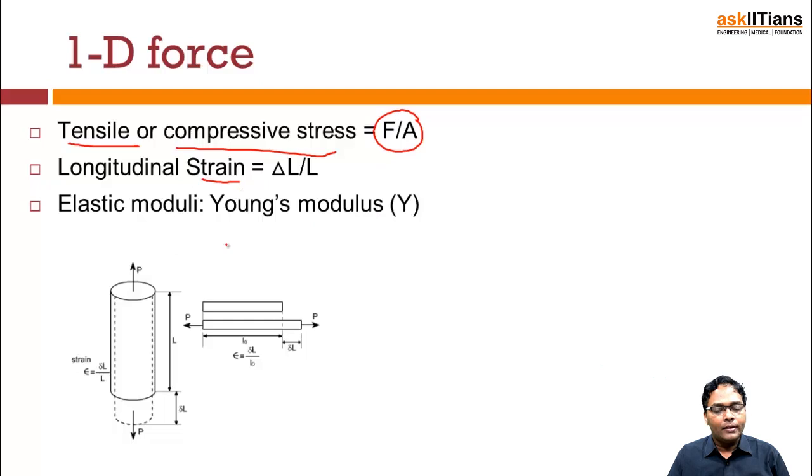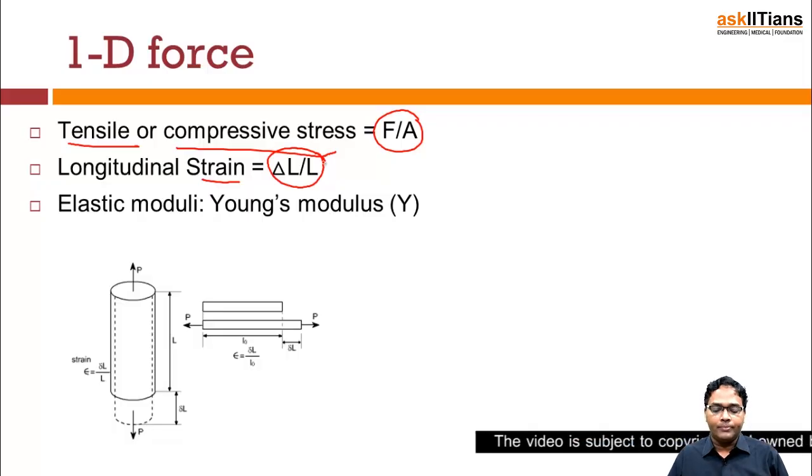In the same way, let us define the longitudinal strain. Because of the tensile or compressive stress, there is going to be a strain produced. The amount of strain produced is defined as delta L divided by L. This is the change in length produced because of the application of the force per unit area.